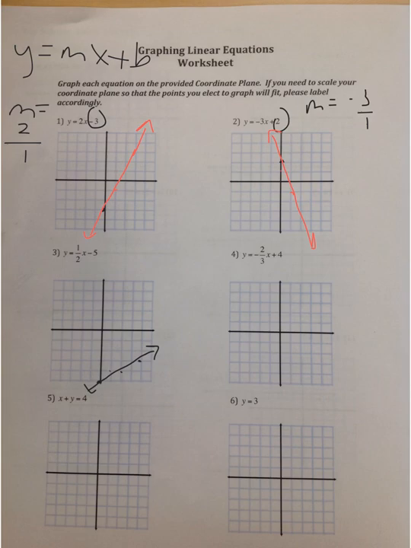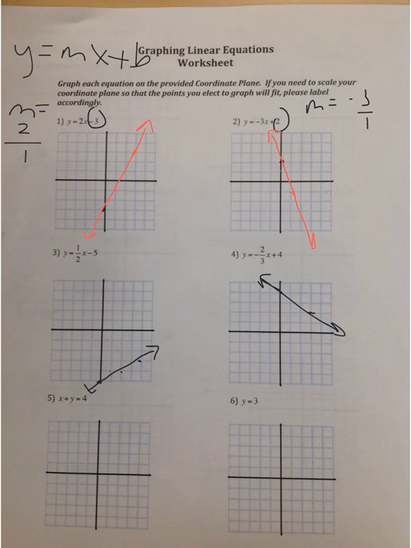Number 4, negative 2/3 x plus 4. Go ahead and pause so you can see if you can do this on your own. 2, 3, 4. And then you have negative 2/3 x, down 2 over 3. And there's your line. I'm going to skip number 5 because it's not in slope-intercept form.